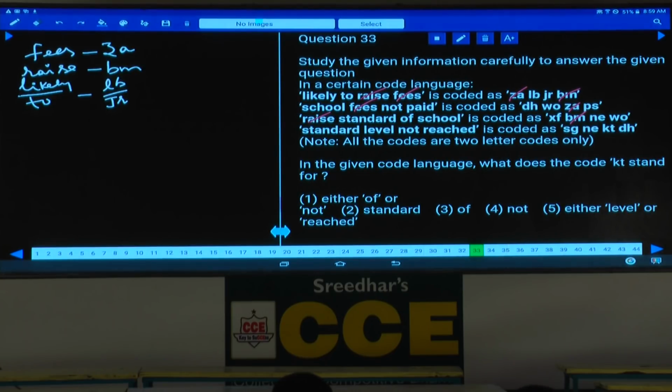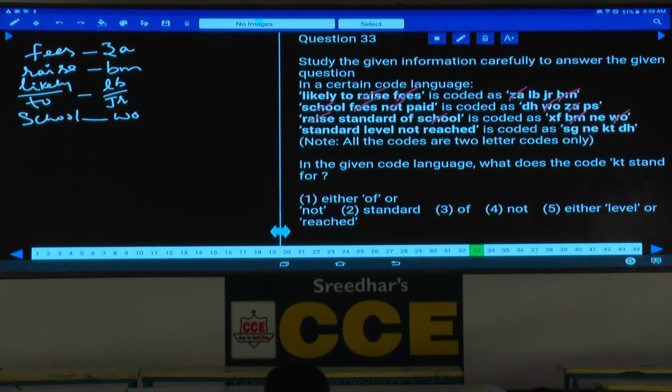Done with this? Then compare the second and the third. If you compare these two, school is the word which is common between these two. What is the code which is common here? WO. And the code to the word school is WO.